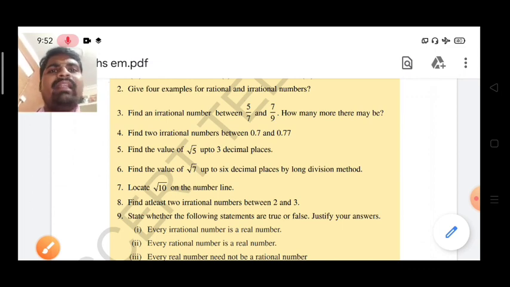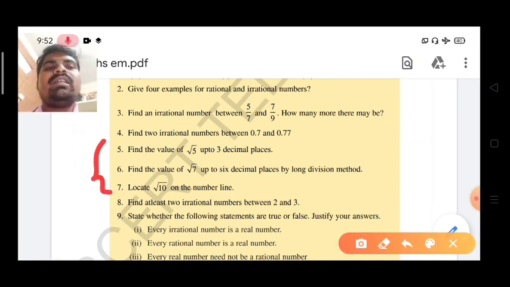Same method. I explained one problem, root 2, follow that method for these 2 problems. This is the process to find the value of irrational numbers. So this is the process.